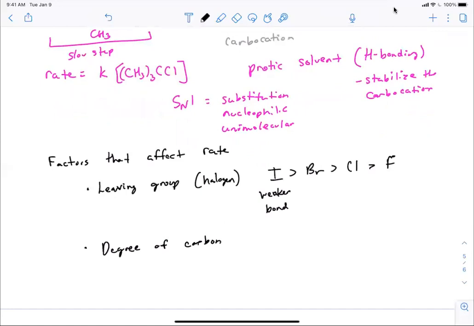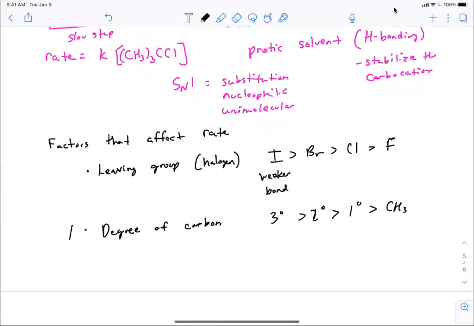The degree of carbon. Tertiary reacts faster than secondary, which reacts faster than primary, which reacts faster than the methyl group. Now, this is the one that gets priority. So when you're trying to figure out which halogenoalkane reacts the fastest, you go by degree of carbon first. So a tertiary, no matter what type of leaving group you have, always reacts faster than a primary. And then if you have two tertiaries, then you look at the leaving group to differentiate between them.